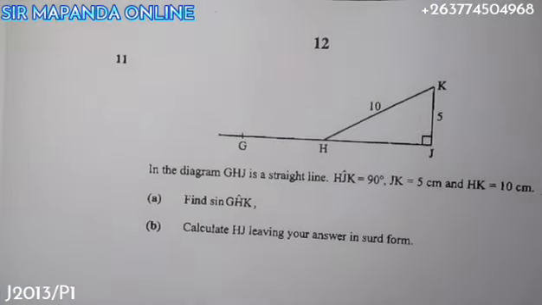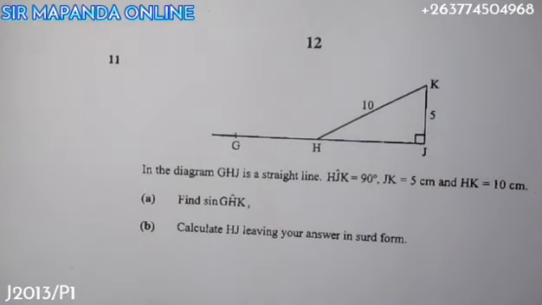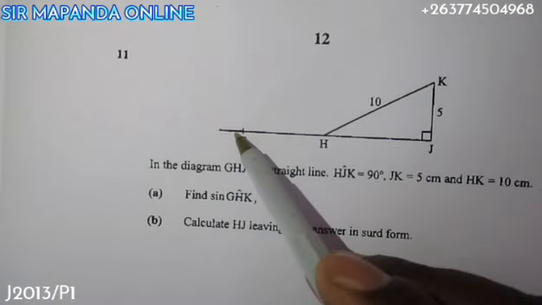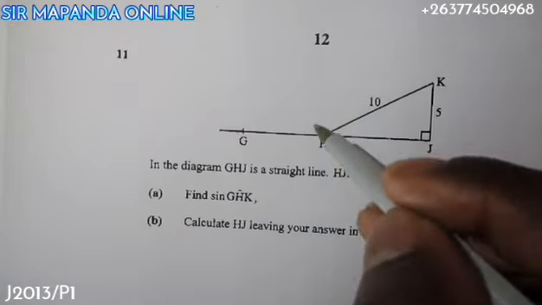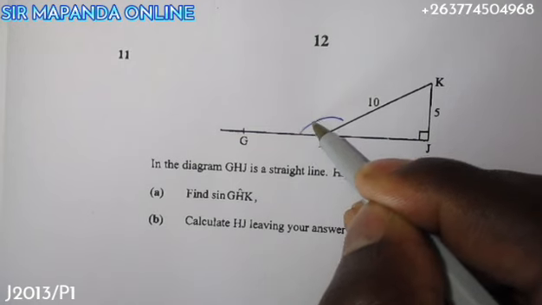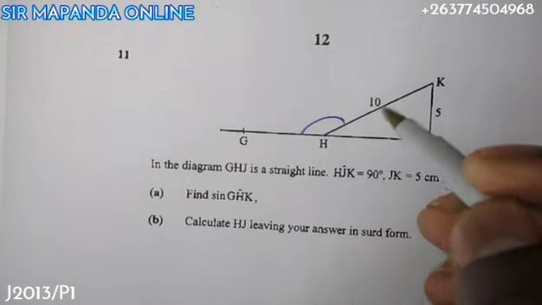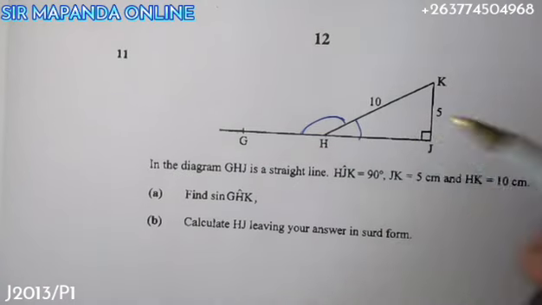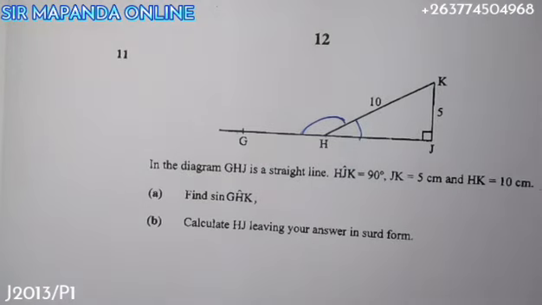Right, on question number 11, we are given in the diagram GHJ is a straight line. HJK is equal to 90 degrees. JK is equal to 5 centimeters. HK is equal to 10 centimeters. Find sine of GHK. So this is G and this is H and this is K. They want you to find sine of this angle. So for you to find the sine of this angle, you first of all find the sine of the smaller angle first. I hope you are listening.